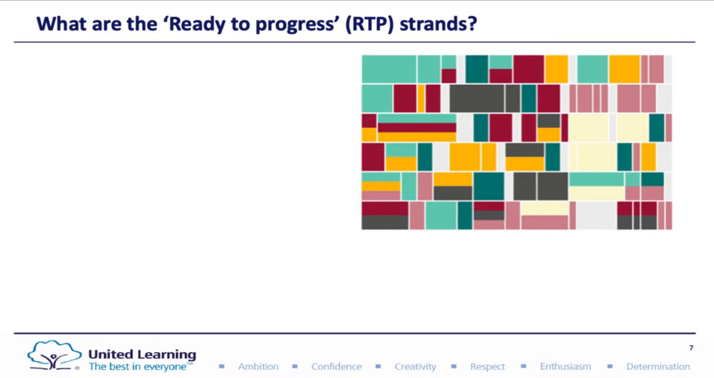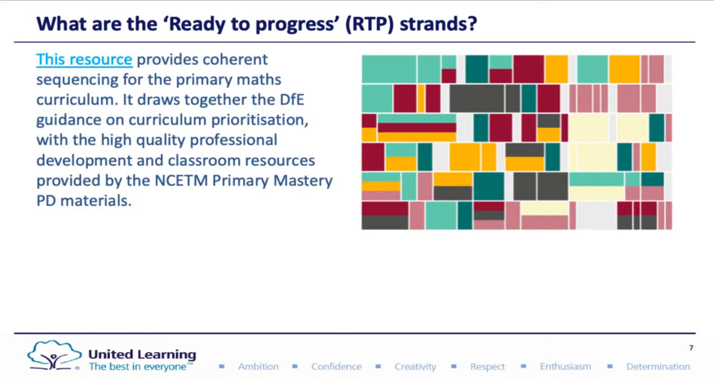So if you haven't seen the strands yourself yet, or you haven't been on the NCETM website to find them, then this picture on the right might look a bit like a Dulux paint colour chart to you. But this is essentially year groups 1 to 6 in the rows, and then the different colours relate to those six different areas of the curriculum. And again, we've got a link here to the resource that provides the sequencing of that maths curriculum on the NCETM website. So you can have a look at there.